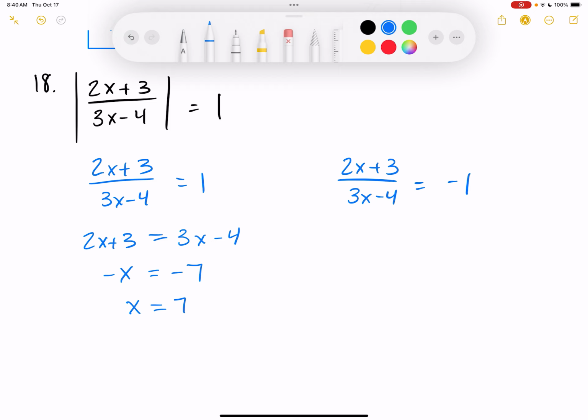Over here, same thing, 2x plus 3 equals, now this is negative times this, so it's just going to change these two signs, so negative 3x, and then plus 4. So I'm going to add the 3x over, so that's 5x equals, subtract the 3, 1, so x equals 1/5.